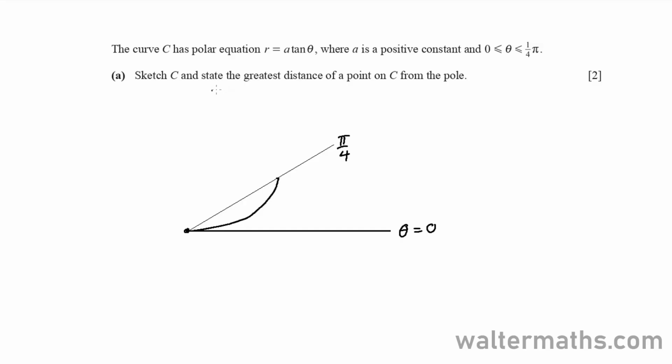Now, another part of the question goes, state the greatest distance of a point on C from the pole. Now, the point farthest from the pole is this point here. And the greatest distance from the pole is this distance here, which I want to call R. Now, this is the value of R when theta is equal to pi over 4. So we're saying here, R is equal to a tan pi over 4. Tan pi over 4 is 1, therefore R is equal to a. So the greatest distance from the pole is a. Let's go on to part B.